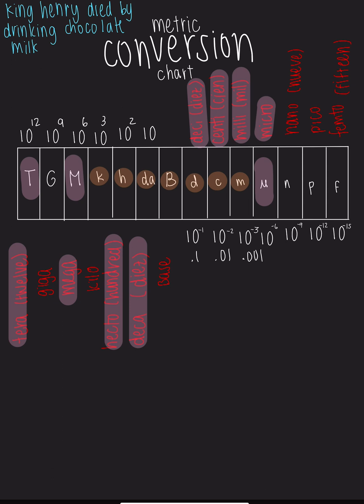Okay, micro, like we said, the M's are the sixes. So mega is 10 to the 6 and micro is 10 to the negative 6. Then you have nano, which is perfect because it's 9, and nueve in Spanish is 9. So that one works out perfectly.